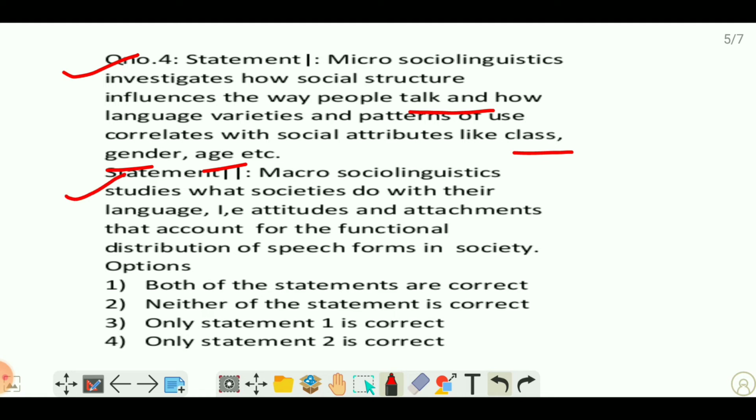Statement number 2: macro-sociolinguistics studies what societies do with their language, that is, attitudes and attachments that account for the functional distribution of speech forms in society. That is also true because macro-sociolinguistics looks at the behavior of the entire speech community, like how social identity affects language choice and what the attitude of a speech community is towards their language. So both of these statements are correct.